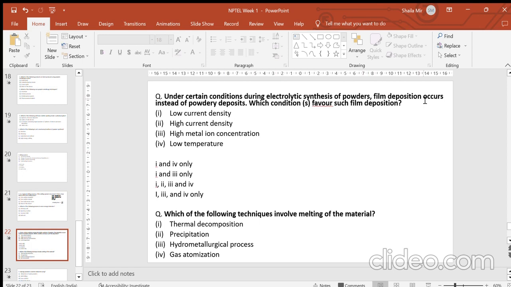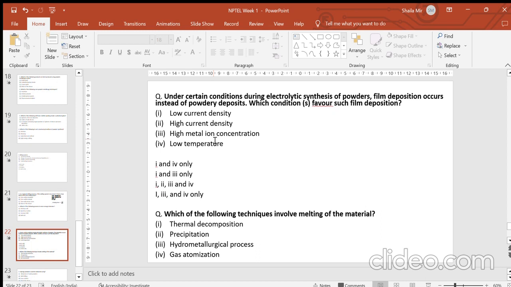Now, this is based on your electrolytic deposition question that you have read in the course. So the question is, under certain conditions during electrolytic synthesis of powders, film deposition occurs, because generally what happens during electrolytic deposition, porous powder is formed, right? But in some conditions, it is saying that the film deposition occurs. That is, there is a continuous deposition of the powder, not a porous or a sponge type of material. So the film deposition occurs instead of a powder deposition. What conditions favor such film deposition? First, low current density, high current density, high metal ion concentration, low temperature.